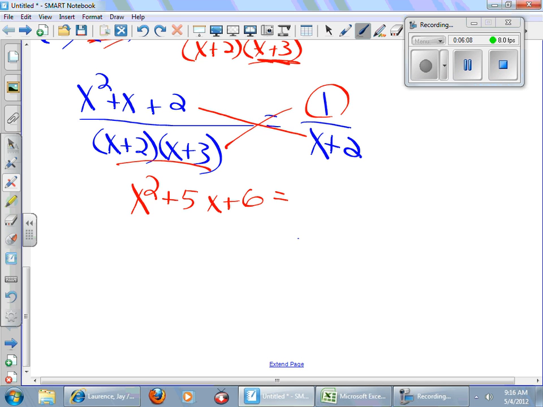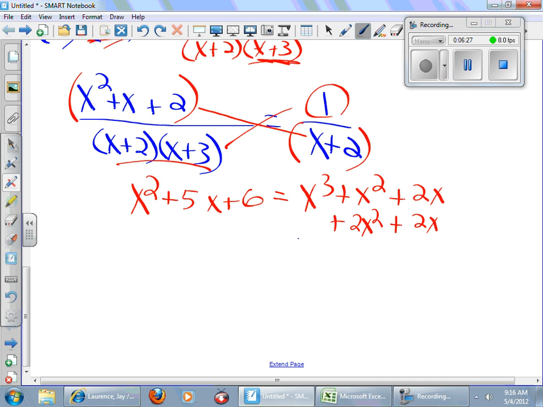Okay, but over here, I've got that trinomial times that binomial, which means I'm going to have to distribute the x all the way through. So I'm going to get x cubed plus x squared plus 2x. And then I've got to distribute the 2 all the way through. So I'm going to get plus a 2x squared plus a 2x plus a 4. And then I need to combine my like terms, so the right-hand side is going to look like this.